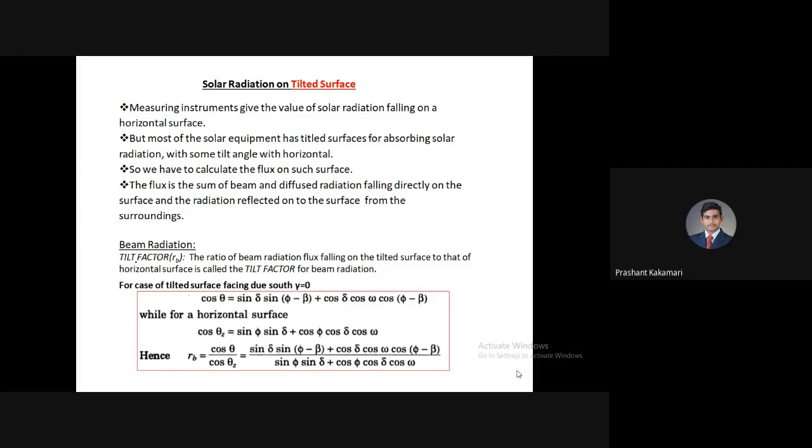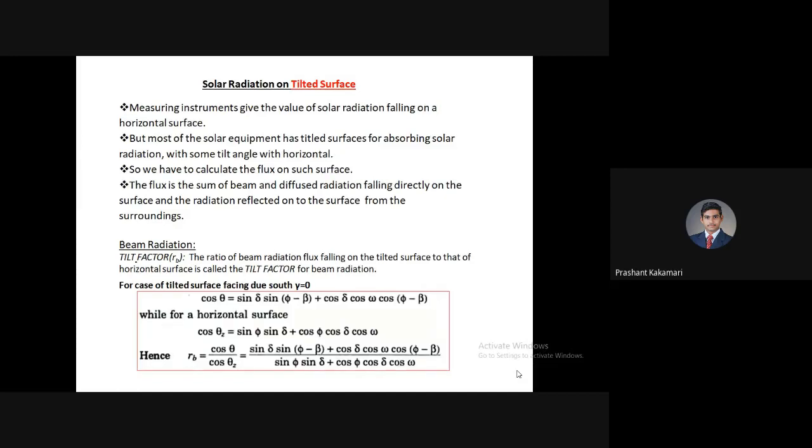Then we have to calculate the flux on such surfaces. The flux is the sum of beam and diffuse radiation falling directly on the surface and radiation reflected onto the surface from the surroundings. Now see here, in this topic, the reflected radiation is the extra thing that should be added. Why? Because until now, the horizontal surface is only facing toward the sky, so we receive only beam and diffuse radiation. But when we talk about a vertical or tilted surface, part of the face is towards the sky, part is towards the earth. So we assume some reflected radiation is also falling on the tilted surface.